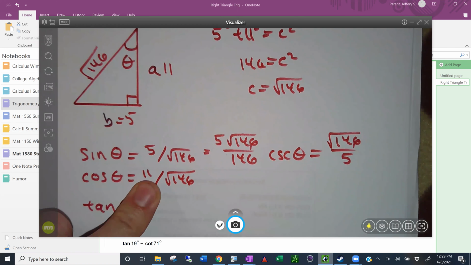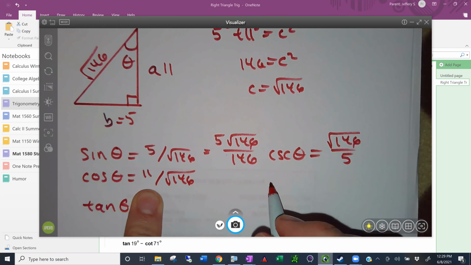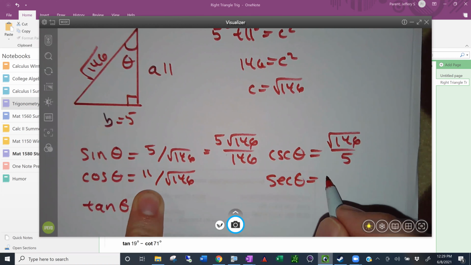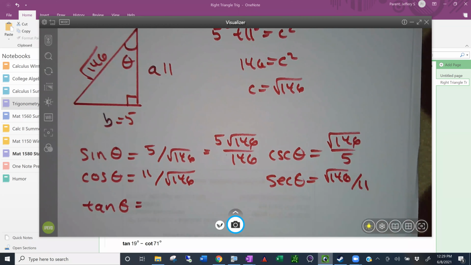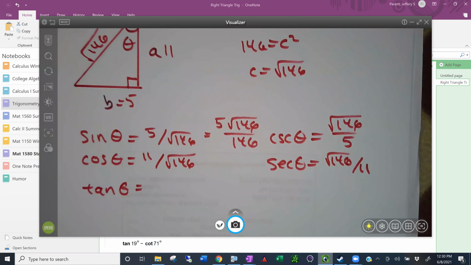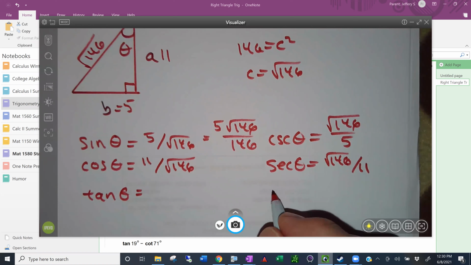Let's take the reciprocal now. The reciprocal of the cosine is which trig function? Secant. So that'd be the square root of 146 over 11. Awesome. Now you can rationalize that. It's just going to be 11 square roots of 146 over 146. Not a particularly nice number, but the tangent is a little bit more friendly. So someone else, someone new today. What's the tangent?